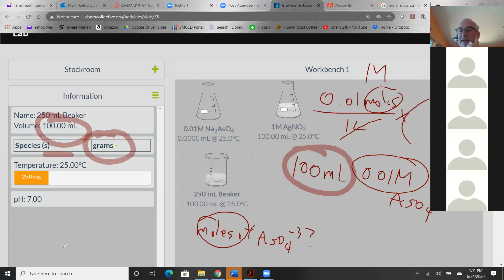I need to multiply this by something that basically has liters in the numerator and nothing in the denominator, so that when I multiply by it, I just am left with moles.